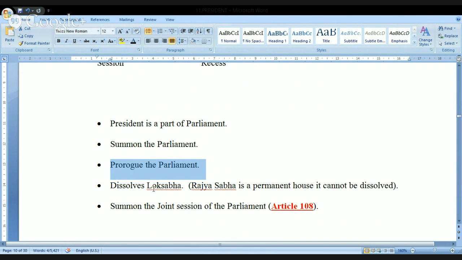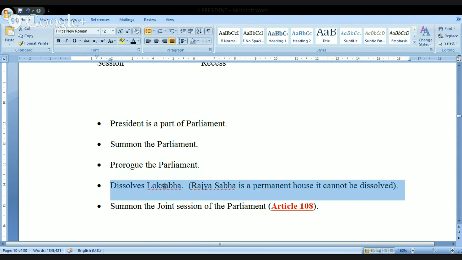Next one is the president dissolves the Lok Sabha. Kindly observe very clearly, when I am talking about summon and prorogue, the president summons and prorogues the parliament. But in this particular statement, I am saying that the president dissolves the Lok Sabha. In the brackets, kindly read this one: Rajya Sabha is a permanent house and it cannot be dissolved. So this is one point for me.